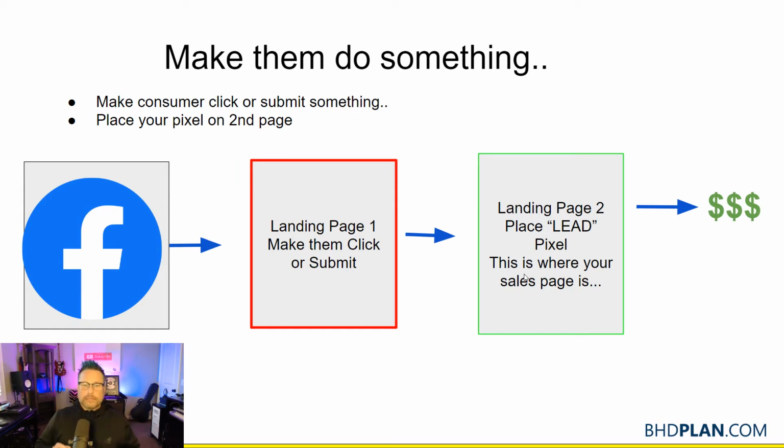And then put your lead pixel on this second page. And this could be where your sales begin. What this does is a whole bunch of different things. And you're going to say, well, I'm going to make less money because it's an extra step. No, you're not, because you're going to tell Facebook to only send me people interested in this second page. And if your first page has something on there related to whatever your offer is that you're selling, only the people that click are going to be more interested. So this weeds out a lot of really bad traffic that doesn't do anything. They clicked on the ad, but they could care less.